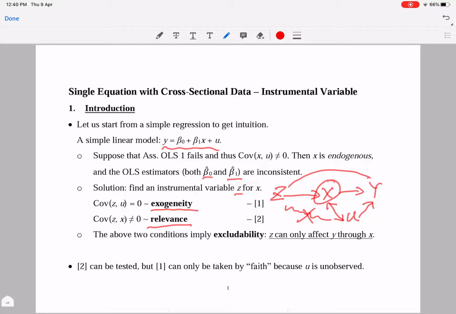And note that relevance can be tested, right? It's very easy to test whether z and x are correlated. You just simply run a regression. However, exogeneity can only be taken on faith because there's no way we can observe the error term. So we cannot test the exogeneity assumption.